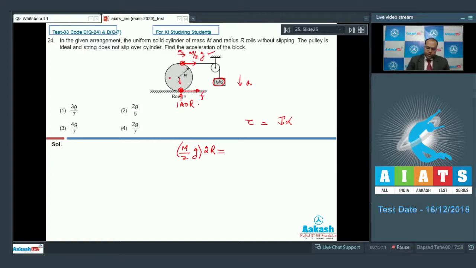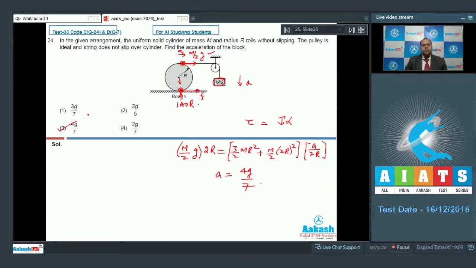So the moment of inertia of the solid cylinder about this point is 3 by 2 mr square, plus the moment of inertia of the block, which can be written as m by 2 into 2r whole square, into angular acceleration alpha, which can be written as a by 2r, because the acceleration of this point is a and this separation is 2r. So on solving, the value of a comes out to be 4g by 7. So option 3 is the correct answer. So the correct answer for question number 24 is option 3.